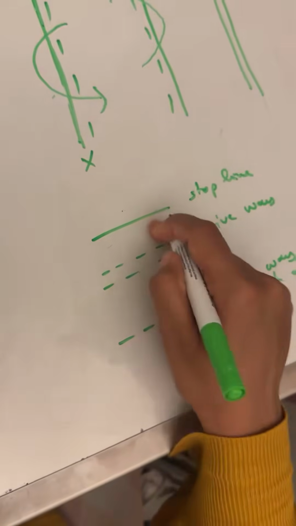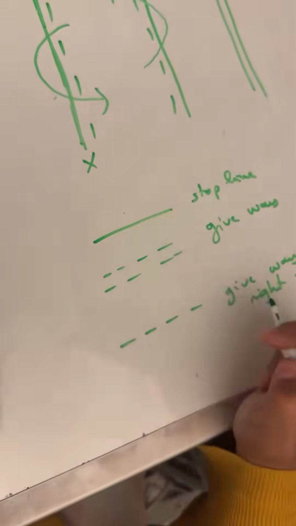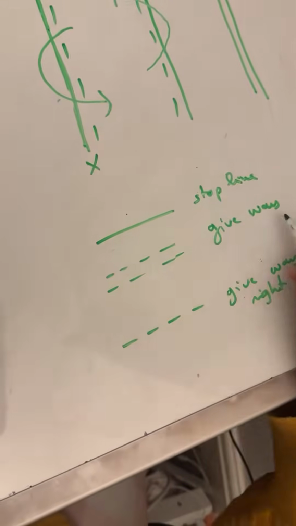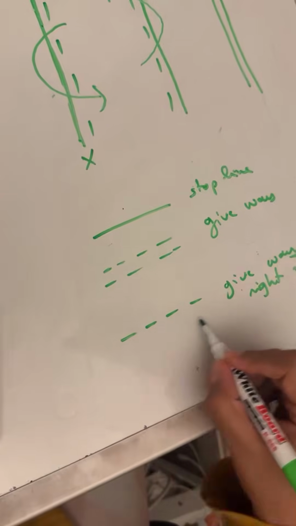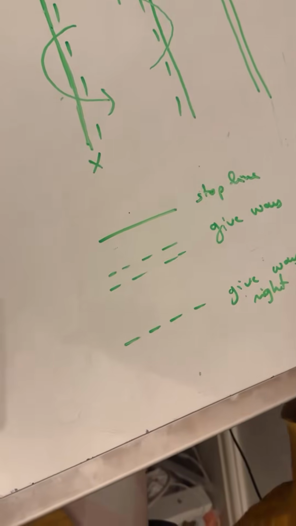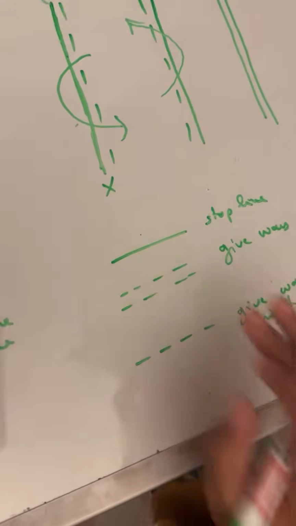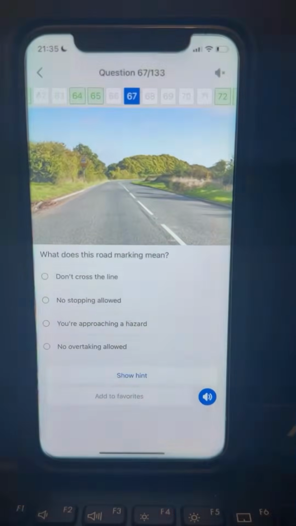This one you should be stopping even if the road is clear. Stop line, give way line. The single give way line, you'll find it at a roundabout or mini roundabout. We'll be covering it in a minute. Right now, you just focus on hazard warning lines.